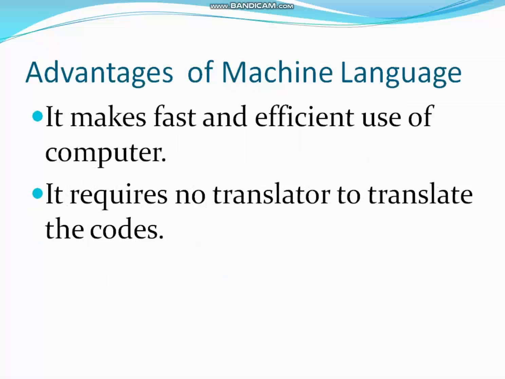Now what is a translator? A translator is something that converts one language into another language. For example, I can speak in English, but you don't understand English. So to convert English into Hindi, I need a translator, and then it will be communicated to you. Similarly, if we are talking to the computer directly in 0 and 1 language, there is no translator required. That is why it is fast and efficient also.